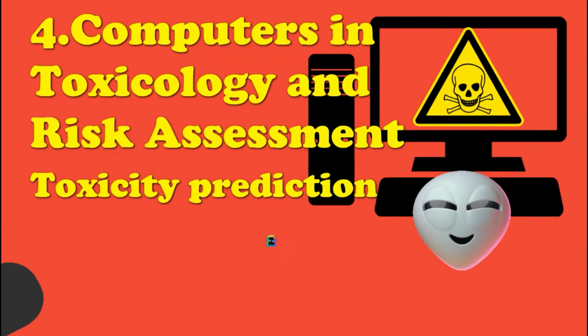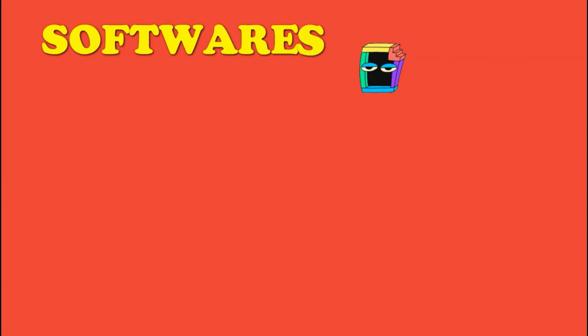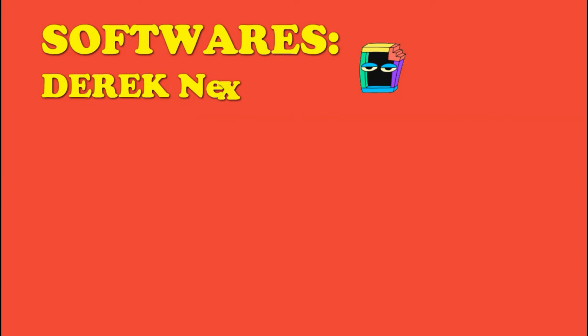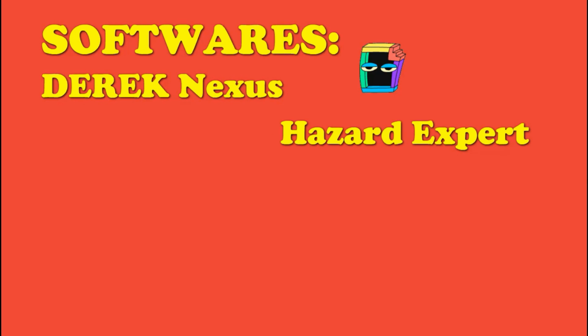Now let us have examples of softwares used in toxicology and risk assessment. First, we have your DEREK Nexus. Your DEREK Nexus predicts toxicological profiles by evaluating evidence for and against a broad collection of endpoints. Another one is your Hazard Expert. It identifies toxic molecules based on fragments, also calculates bioavailability, accumulation, and other parameters.